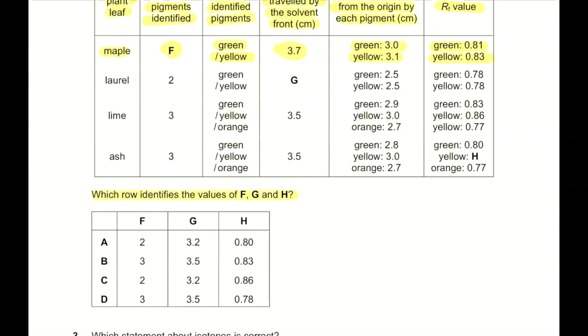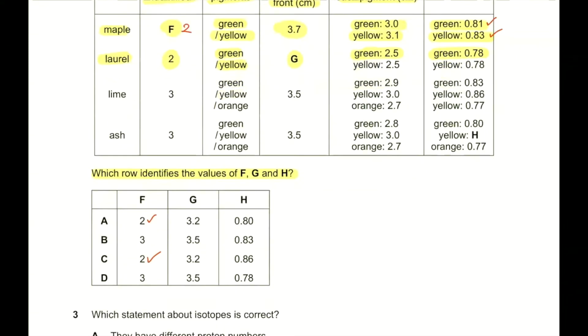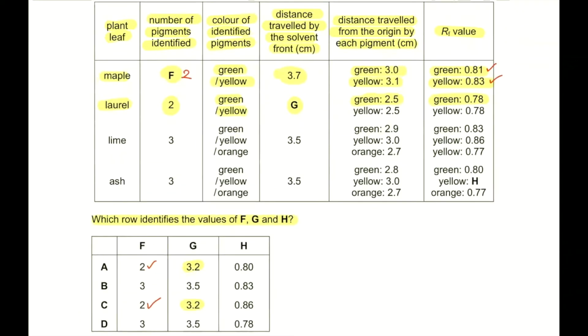So guys, we can definitely say there are 2 pigments here because one of them is 0.81, the other one is 0.83. So there are 2 pigments for F. And we can see that in the laurel, the plant leaf laurel, the pigments were 2, they were green and yellow. The distance traveled by the solvent front is absent. We have green, which is 2.5, and green has a value of 0.78. Guys, in order to find out the value of G, we can see both of the values for G are mentioned as 3.2 in options A and C. So we don't necessarily need to calculate it.